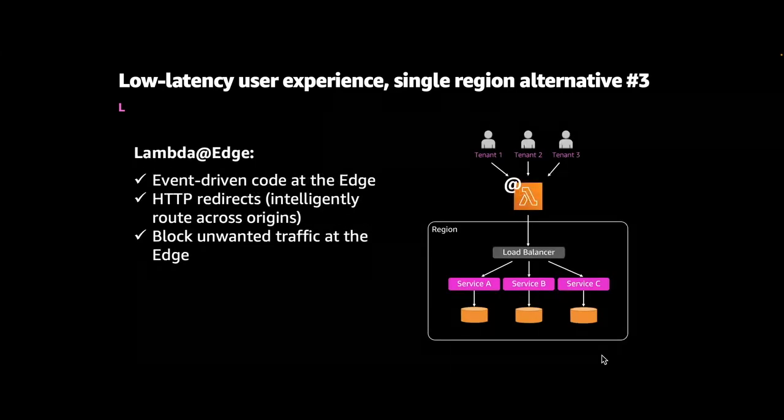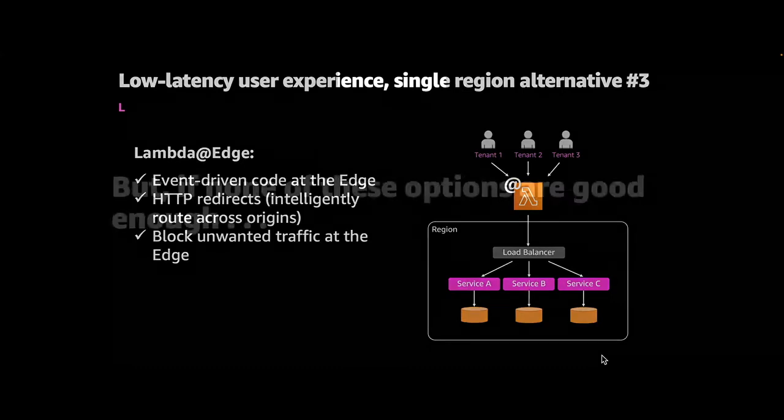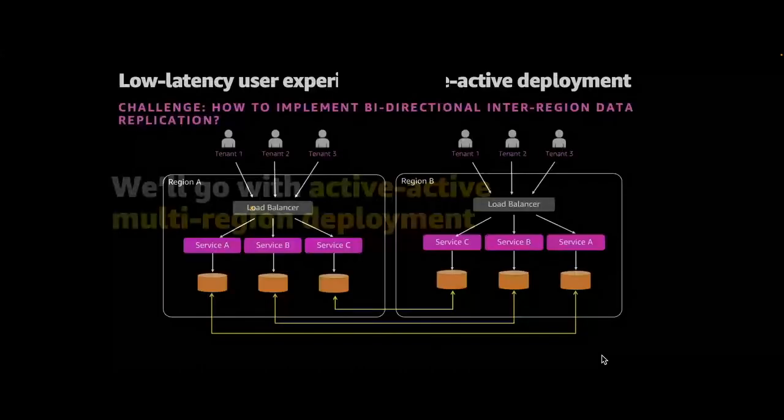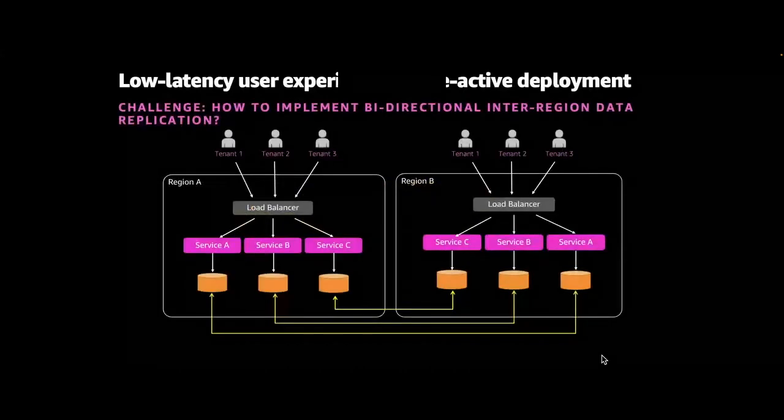And also you can leverage Lambda at the edge to drive redirection across different services depending on the type of services, in case you want to implement any specific business logic for the redirection. But if none of these options are good enough, we will go with active-active. And what are the options we have for that?